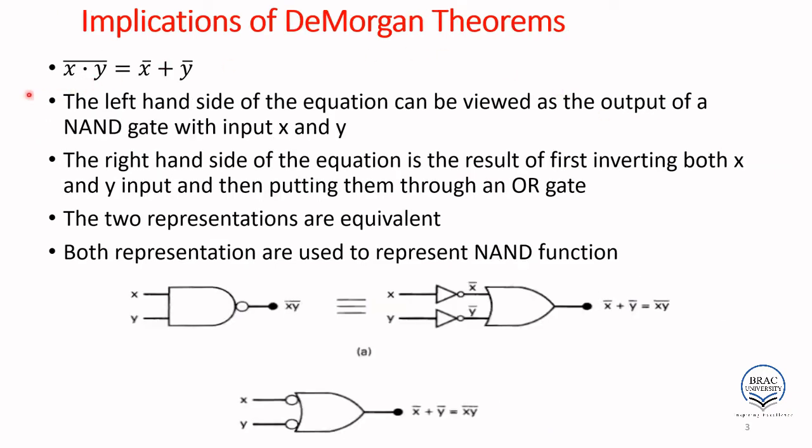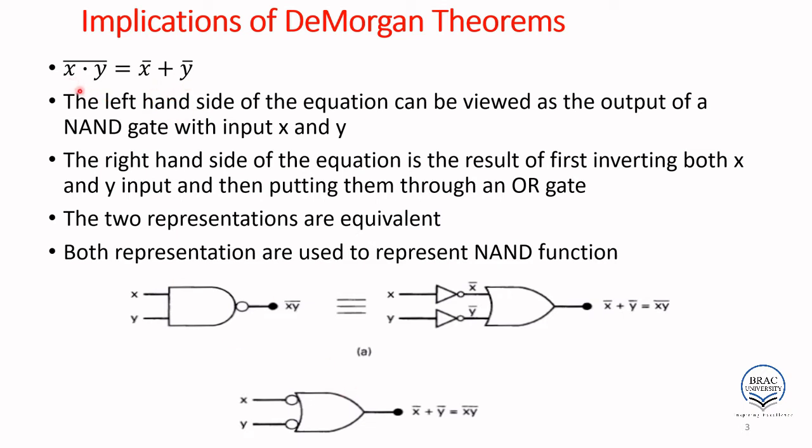Now the second part of De Morgan's theorem: (x dot y) prime equals x prime plus y prime. The left side of the equation can be viewed as the output of a NAND gate. So this set can be implemented using a NAND gate. For the right hand side of the equation, we first invert both x and y inputs and then put them through an OR gate. So now it is an OR gate, whereas reversely it was an AND gate.